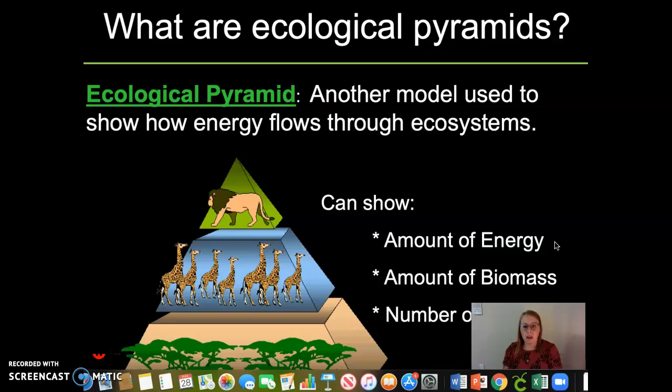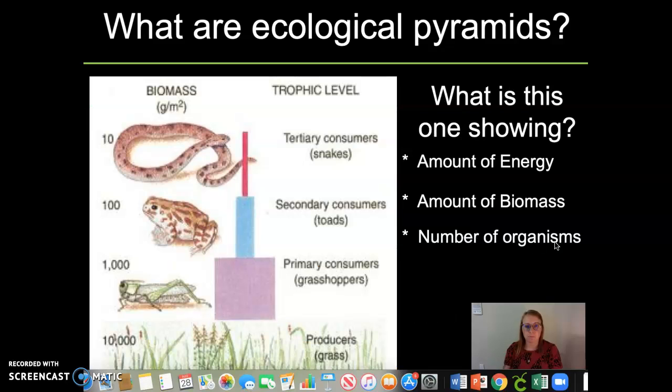It can show the amount of energy in an ecosystem, it can show the amount of biomass in an ecosystem, or it can show the number of organisms in an ecosystem. But notice how it's still going to be a pyramid. Your producers are going to have most of the energy, make up most of the biomass, and have the most number of organisms as compared to those top level consumers. So this one gives a really good depiction of a biomass pyramid.